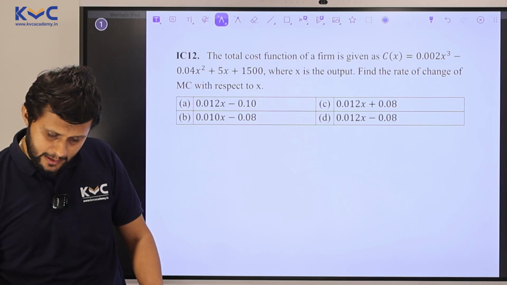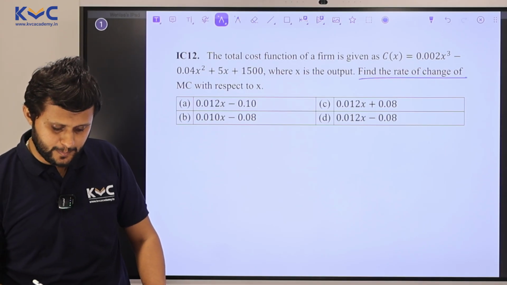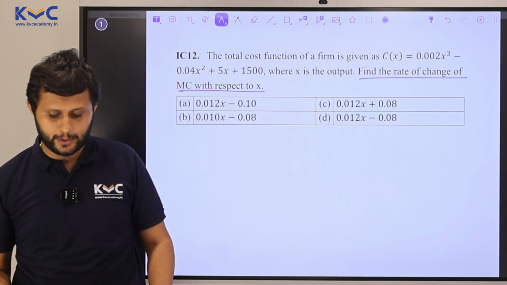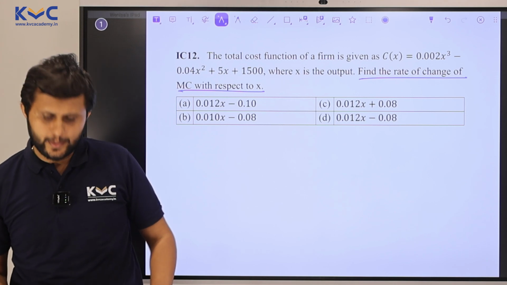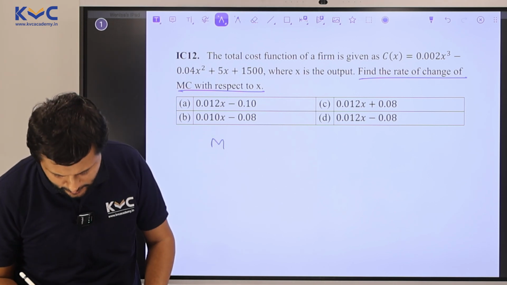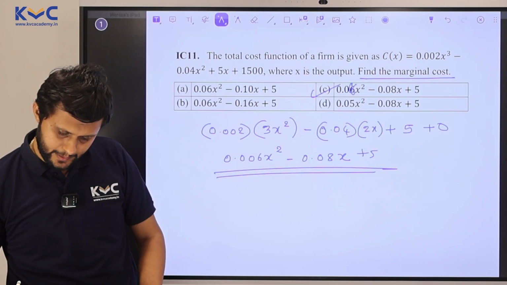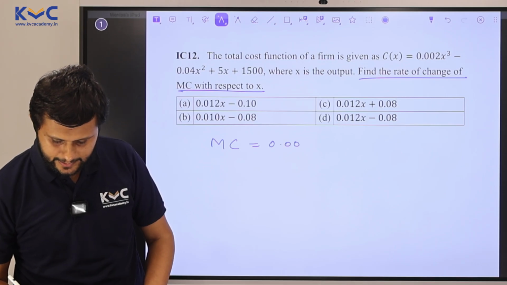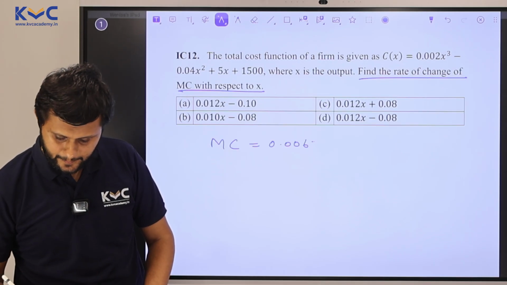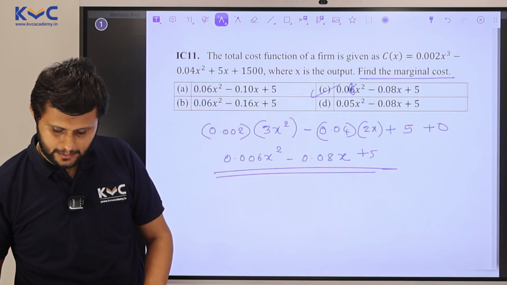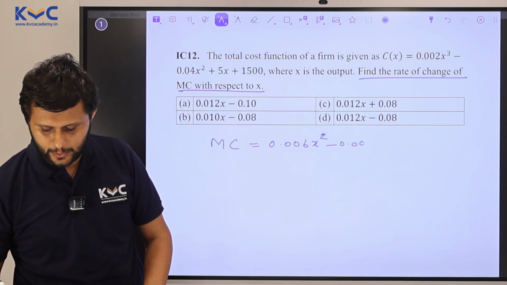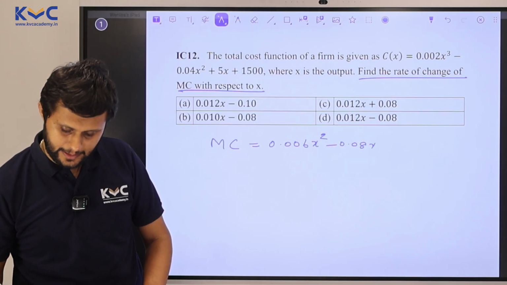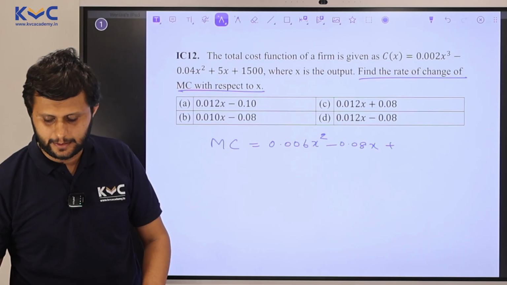Still the same question. Find the rate of change of marginal cost with respect to x. So we have the marginal cost function. What is this equal to? Marginal cost is 0.006x square minus 0.08x, and we have plus 5.